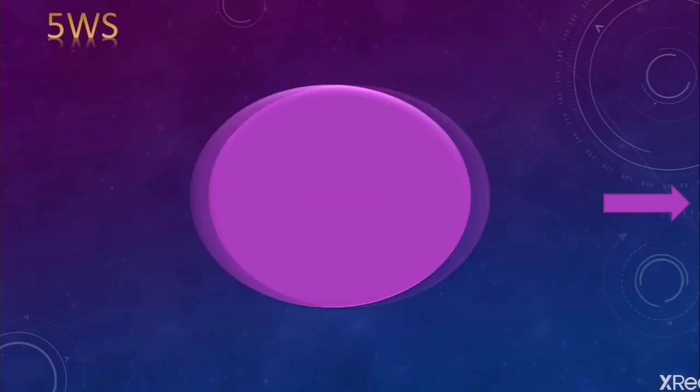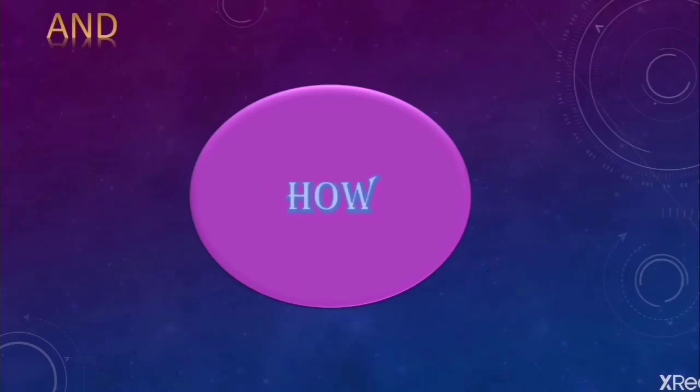Our next word is how. How will tell us about adverb of manner. For example, she does her work neatly. So neatly is telling us how she does her work. So simply how will help us to tell about adverb of manner.